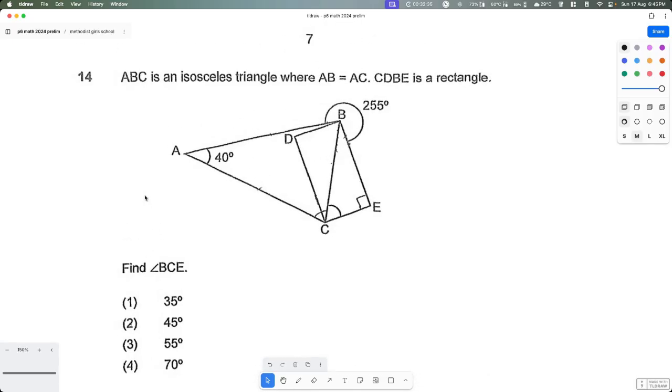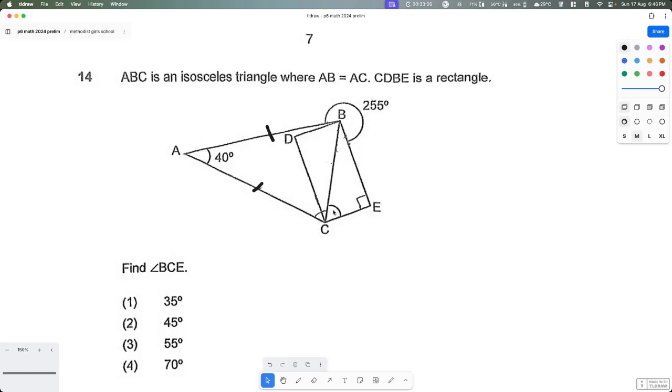Okay, ABC is an isosceles triangle where AB is equal to AC. CDBE is a rectangle. So find angle CBE. Okay, we cannot assume that it's half of 90 degrees.